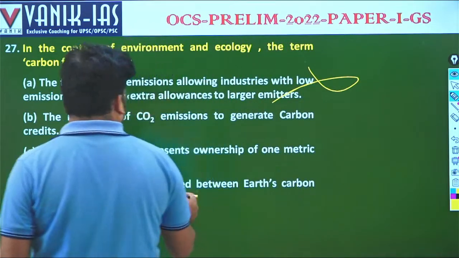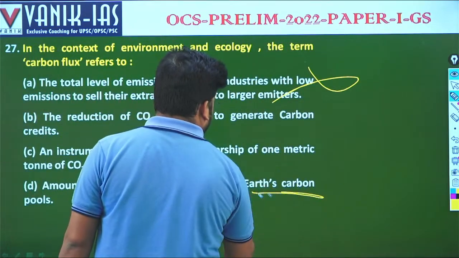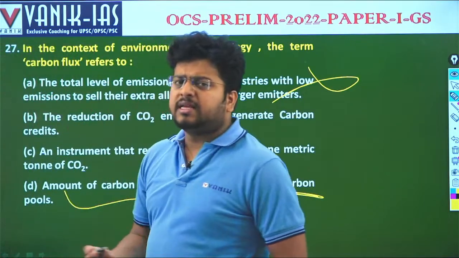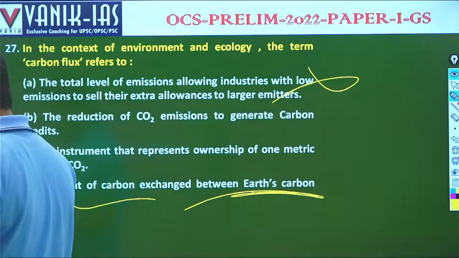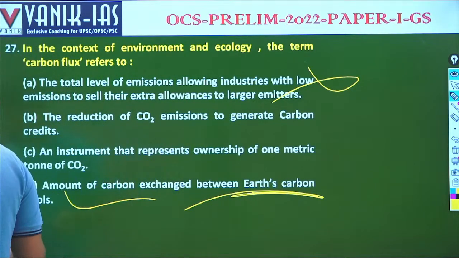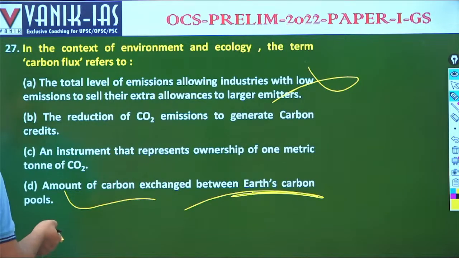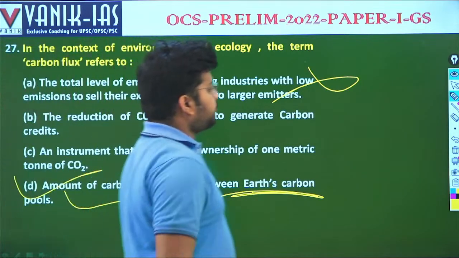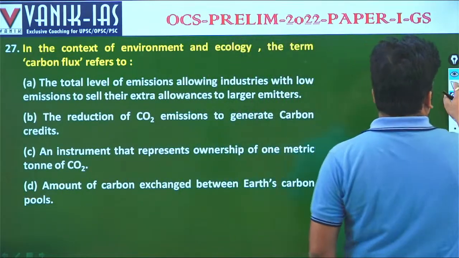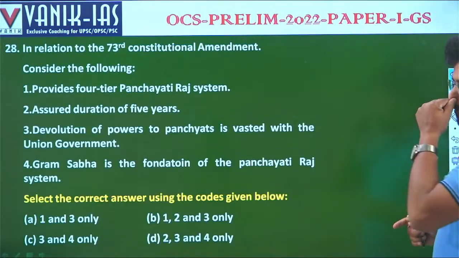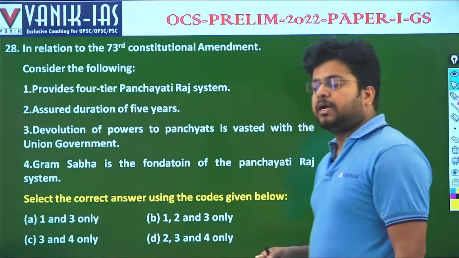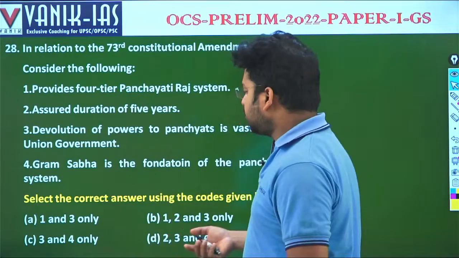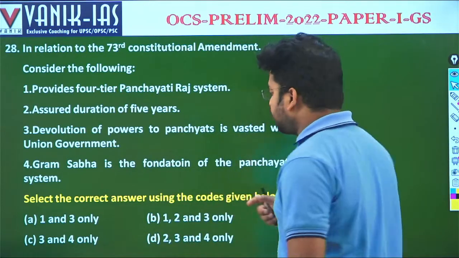Amount of carbon exchanged between Earth's carbon pools. Yes, Earth's carbon pool. Carbon pool means oceans, trees, these are carbon pools. So the amount of carbon exchanged between Earth's carbon pools is called carbon flux. So D is the answer, carbon flux. These terminologies are important in case of environment. For example, biomagnification, carbon footprint, algal bloom, eutrophication. These terminologies are important.